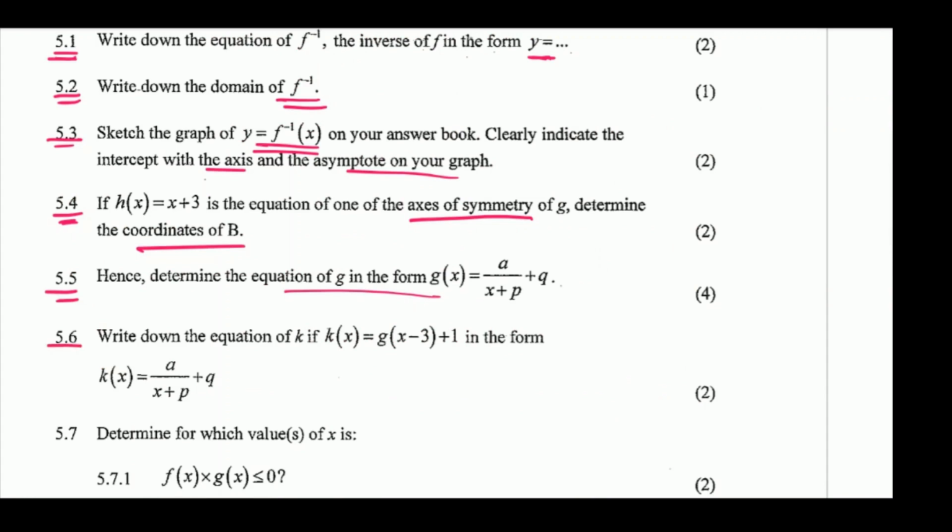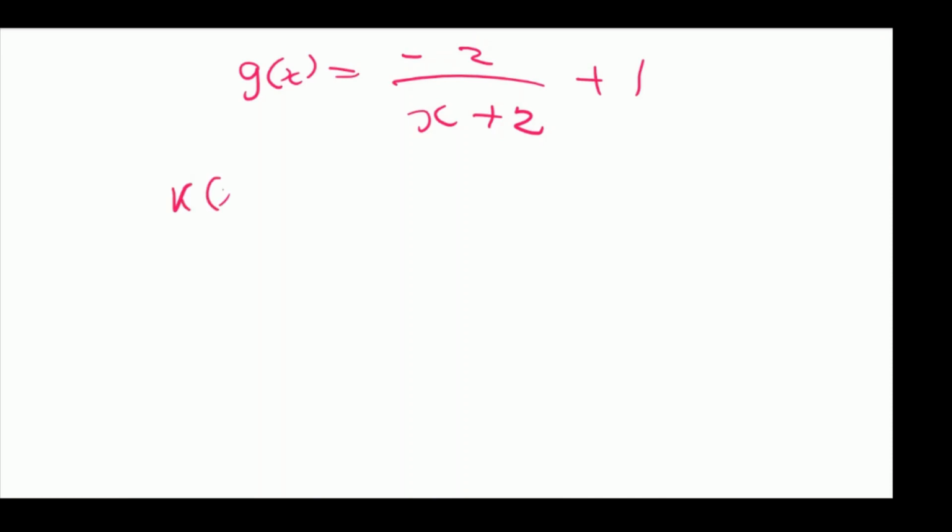So now we're going to do 5.6. We are asked to write down the equation of k such that k of x is equal to g of x minus 3, plus 1. So what you need to first do is write our g of x, which is equal to minus 2 over x plus 2, plus 1. And we are told that our k of x is equal to g of x minus 3, plus 1.